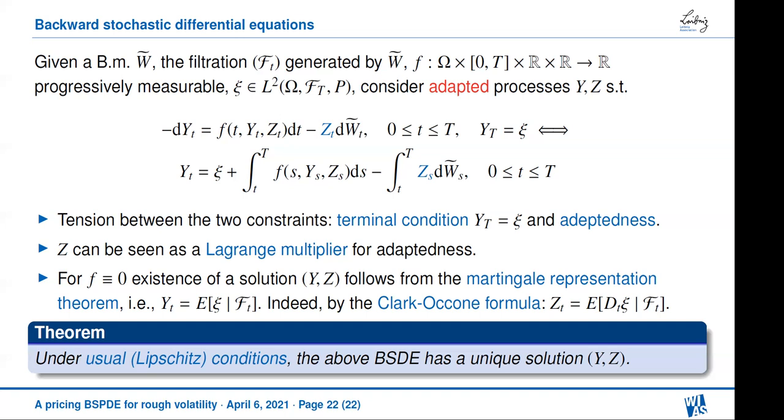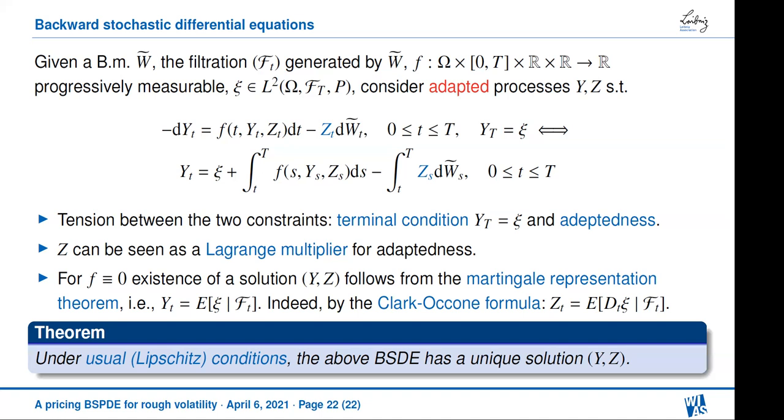Another way to think about it, maybe more relevant for people who come from the stochastic world, is if you take the drift f to be zero. Okay, if the drift is zero, then existence of a solution just follows from the martingale representation theorem. So that means if f is zero, then Y is a martingale. So in other words, Y_t is just the conditional expectation of Xi given F_t. And then the martingale representation theorem tells you that there is a process Z such that Y can be written as an integral of Z with respect to the Brownian motion. And indeed, if you know a little bit of Malliavin calculus, the Clark-Ocone formula gives you some kind of explicit formula for Z in that case.